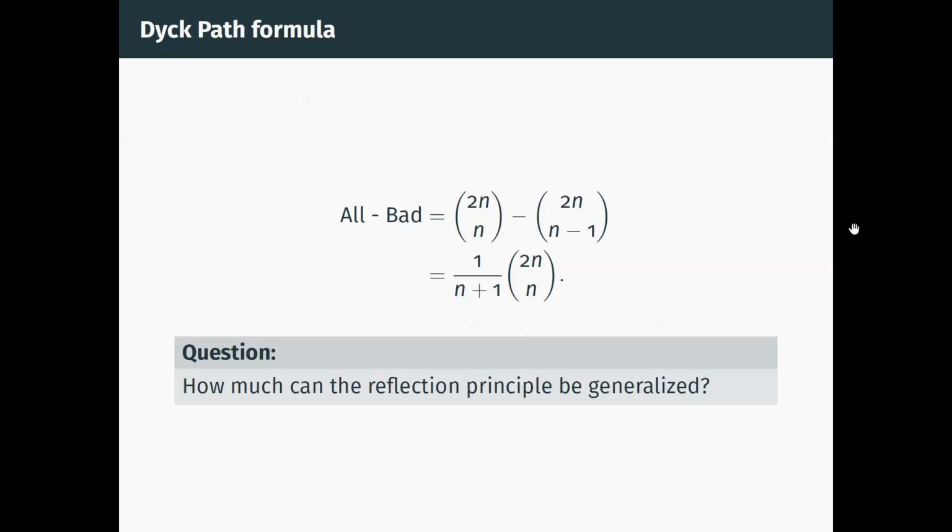So one question that might be natural after this is how much can this reflection principle idea be generalized, and what other families of lattice walks could we count by doing some sort of cancellation procedure or something like that?